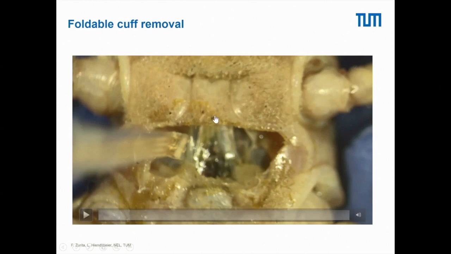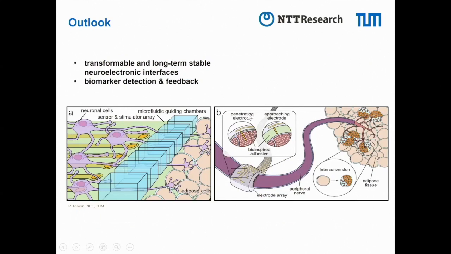Okay, where is this going? We hope we can in the future use these transformable and long-term stable neuroelectronic interfaces in the system that I've shown you previously for the adrenergic nerve. It would be nice to include it, of course, with further biomarkers and a feedback control. And by this, we hope we can go into the intervention and try to trigger interconversion, for example, from white to brown adipose tissue. So with this, I'm at the end.